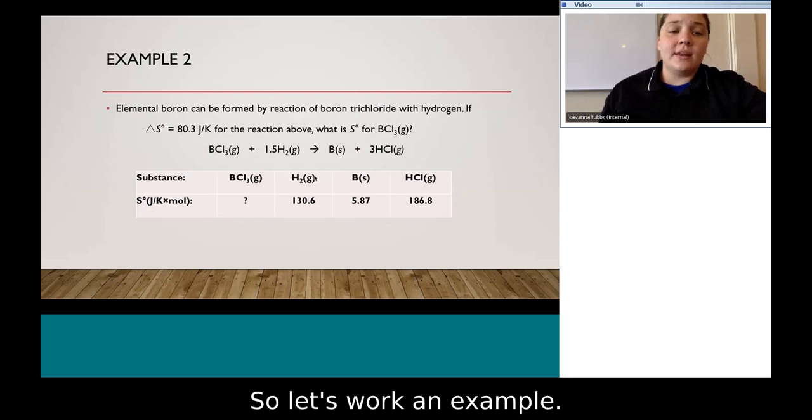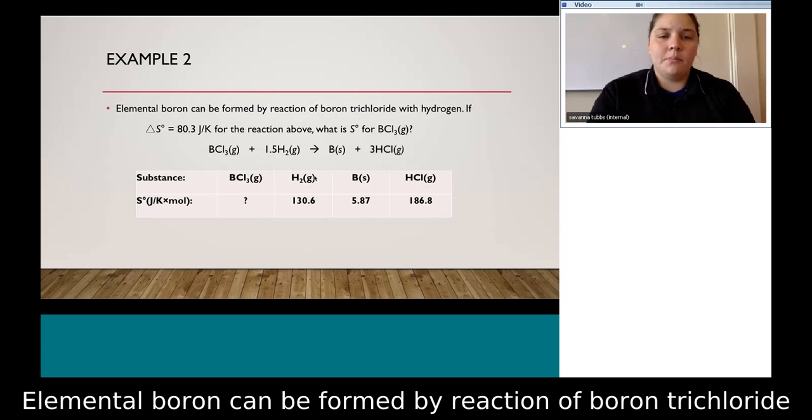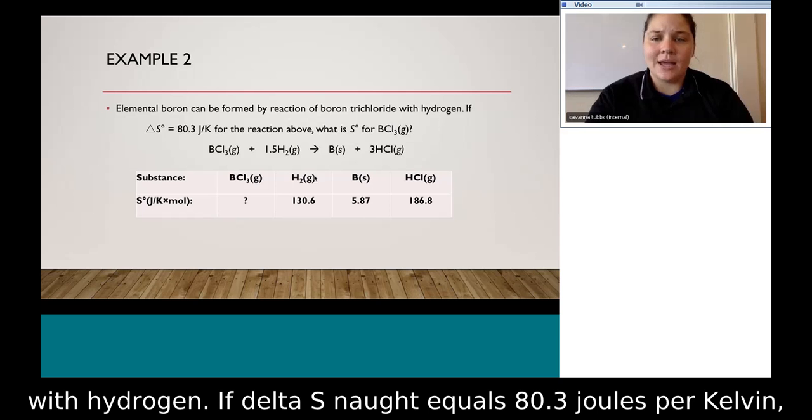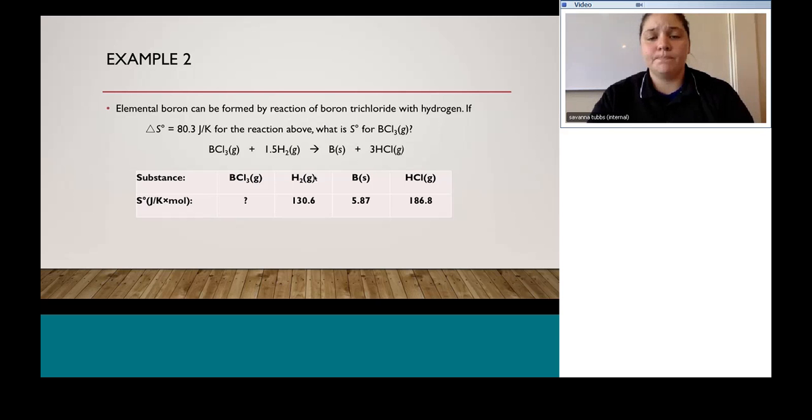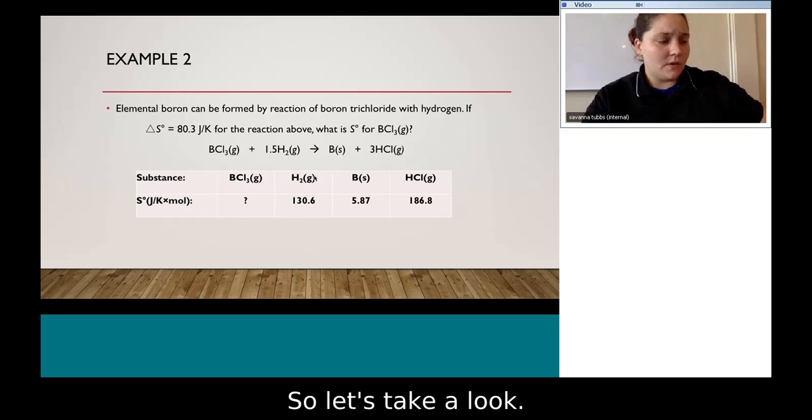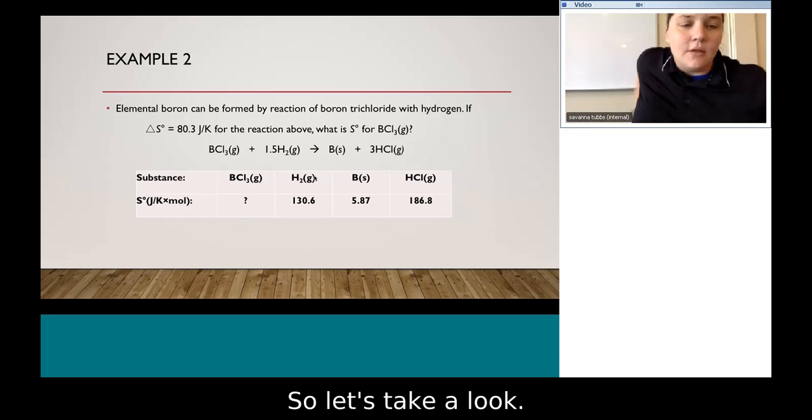So let's work an example. Elemental boron can be formed by reaction of boron trichloride with hydrogen. If delta S naught equals 80.3 joules per Kelvin for the reaction above, what is the S naught for BCl3 in grams? So let's take a look.